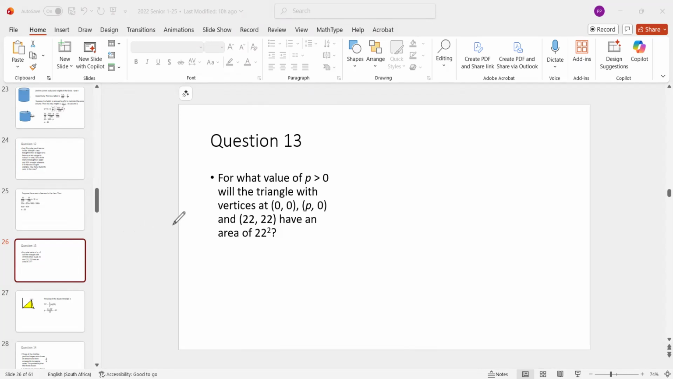All right. So question 13 reads: for what value of p greater than 0 will the triangle with vertices (0, 0), (p, 0), and (22, 22) have an area of 22 squared? Okay, in this case, I've read the entire question. So you've got the coordinates here. So let's draw this coordinate system.